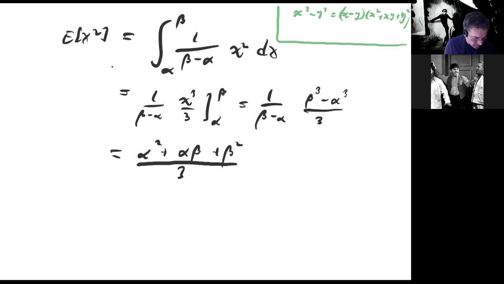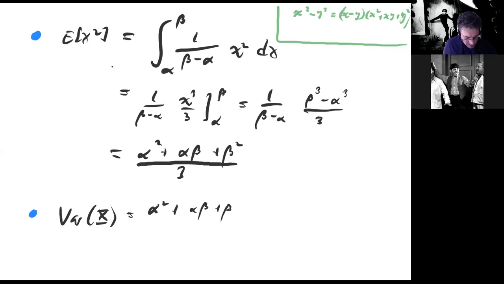So therefore, if I want to compute the variance, I'm going to get this expression, alpha squared plus alpha beta plus beta squared over 3 minus my expected value quantity squared, which was alpha plus beta over 2, the midpoint, squared.